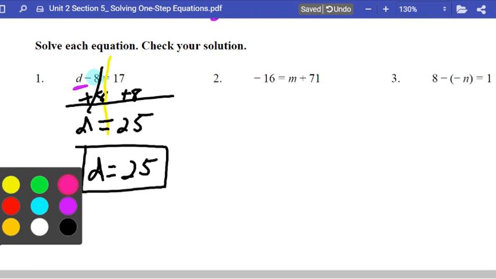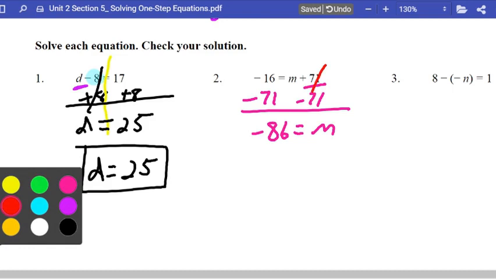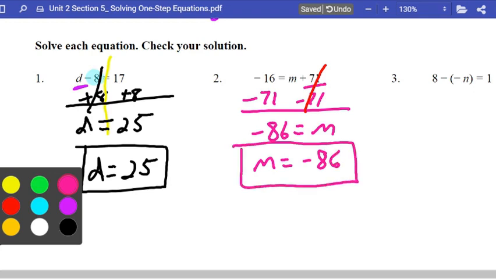All right, so on number 2, negative 16 equals m plus 71. So we got to get rid of that 71. It's being added, so I'm going to subtract 71 from both sides. So now I have negative 86 equals m, because the 71 and negative 71 cancel each other out. We can flip that around and just say m equals negative 86. Either one is okay. This way is more standard.